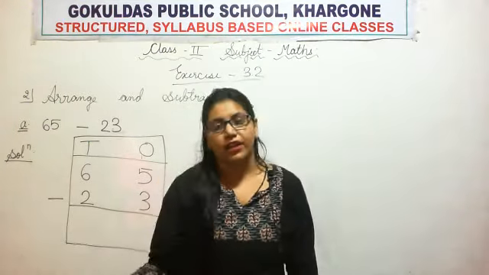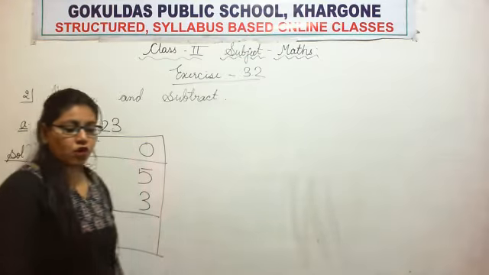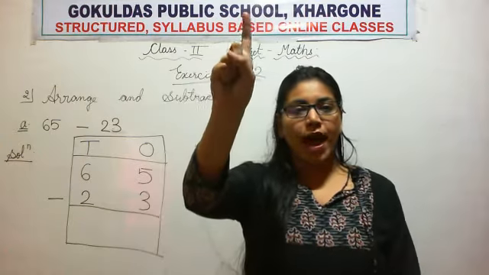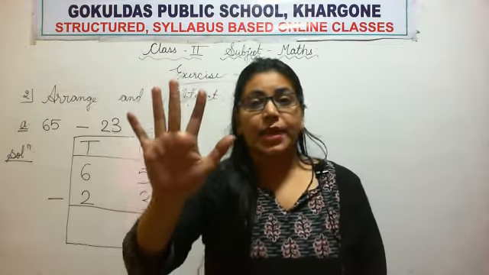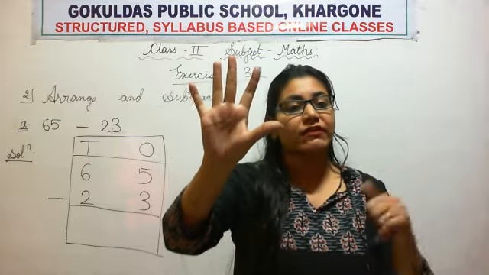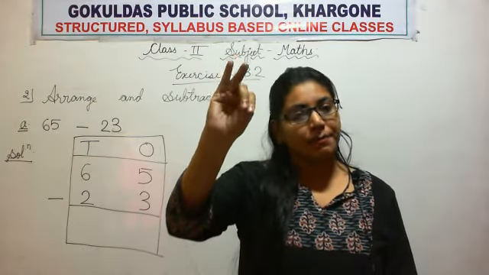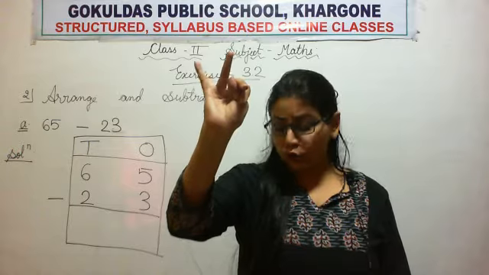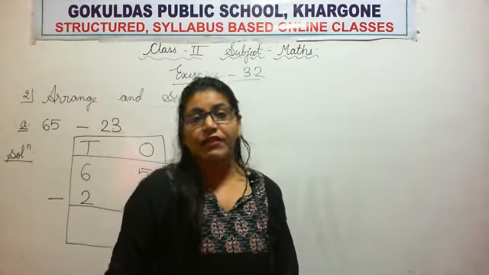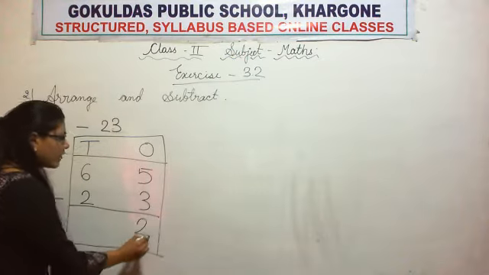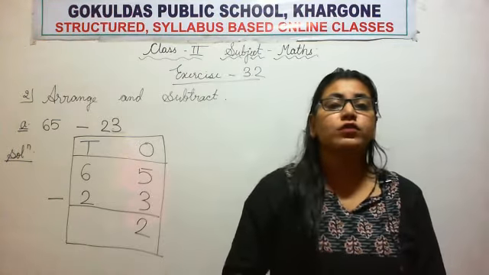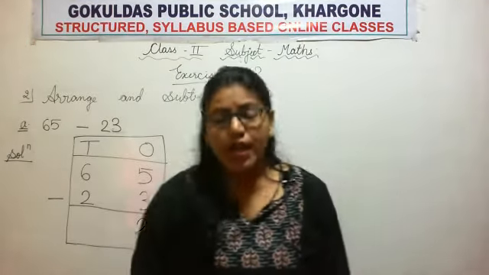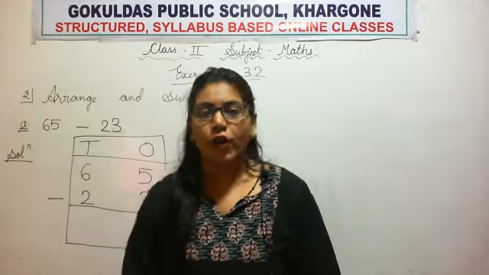Now 5 minus 3. All of you open 5 fingers: 1, 2, 3, 4, 5. Minus 3 means we'll take away 3 fingers: 1, 2, 3. Now 2 fingers are left, so we'll write the number 2. We had done addition on fingers, so this is how we can do subtraction on fingers too. Or you can also do it by drawing sticks.